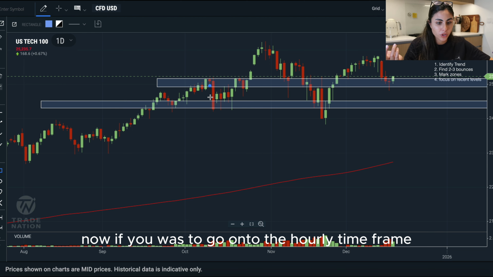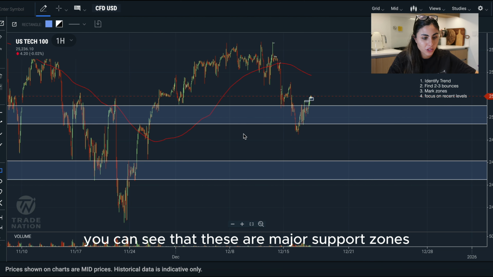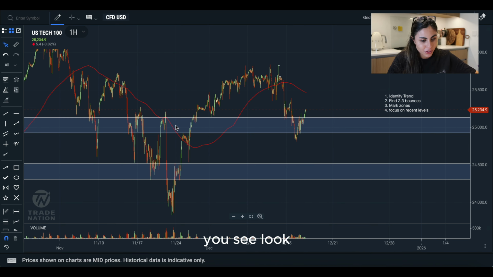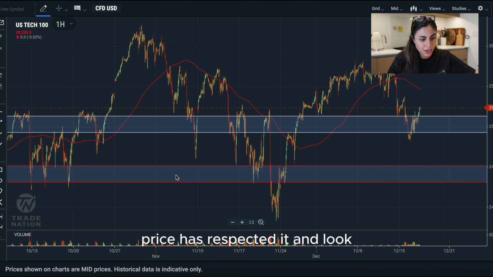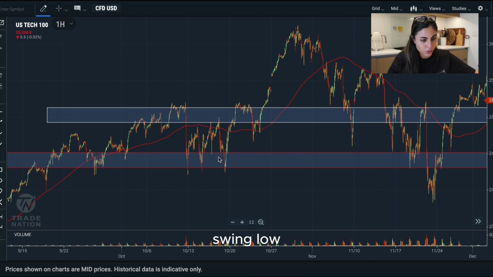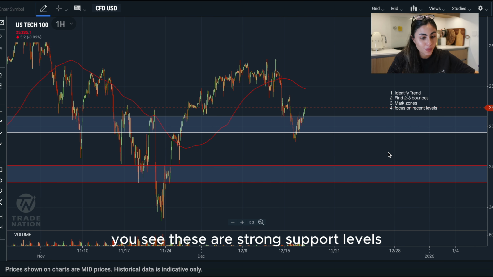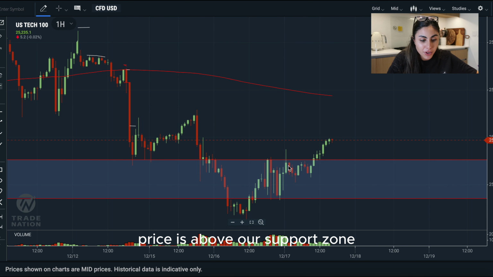Now, if you were to go onto the hourly time frame and you zoom out, you can see that these are major support zones over here. You see, look, price has respected it, and you can see bounce, bounce, swing low, bounce, swing low, bounce, swing low, bounce. You see, these are strong support levels. Price is above our support zone.